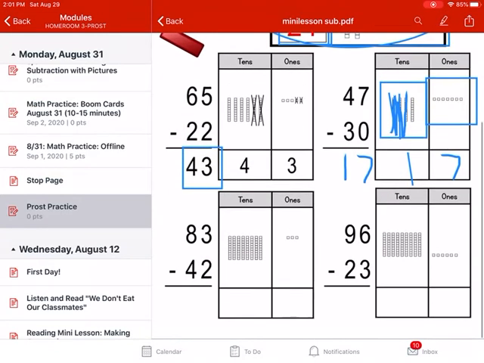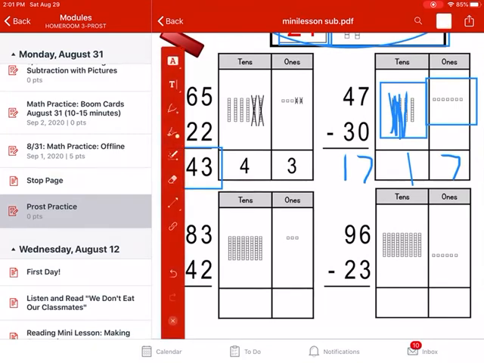Let's scroll down and do 2 more problems together. Let's look at the problem on the left, 83 minus 42. So as you can see, they have drawn 8 tens and 3 ones to represent 83. So our job is to subtract 42.